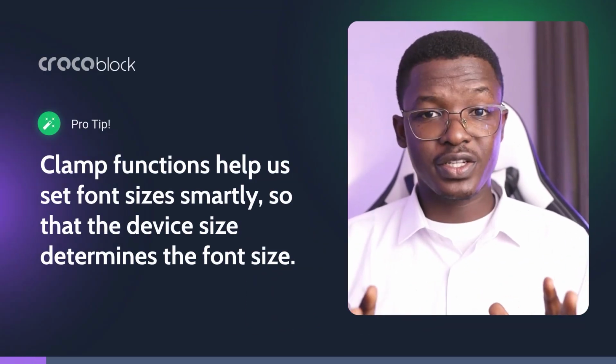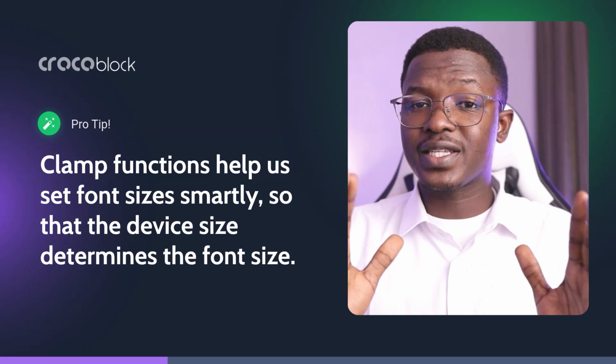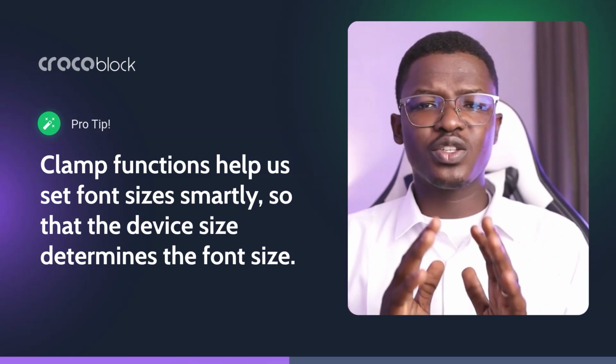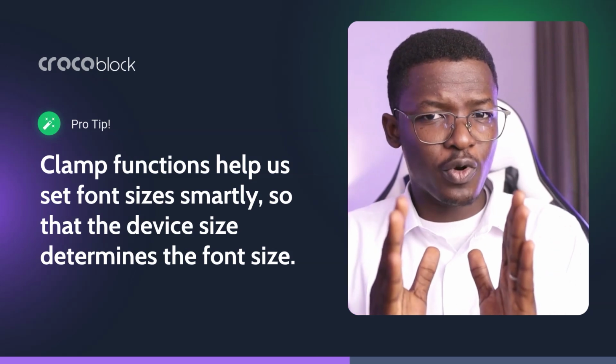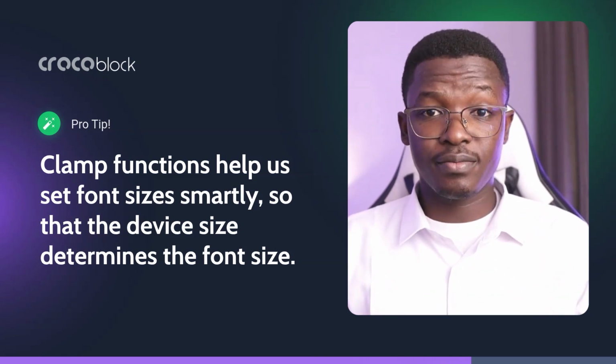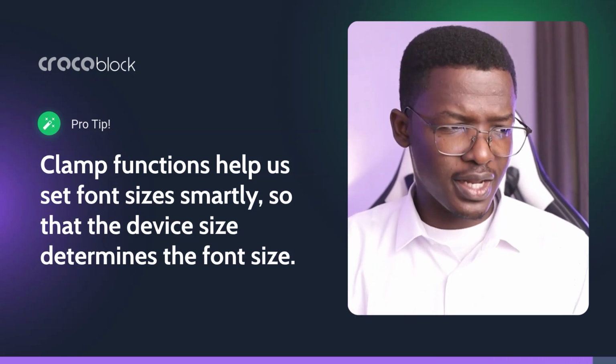Now, just so you can understand, the clamp function is a simple function that helps you to scale your font size based on your device size width, so that your font size is never really too small for your phone size screen or too big for your desktop size screen. I hope you understand. If you don't, I'm going to demonstrate that to you right now.